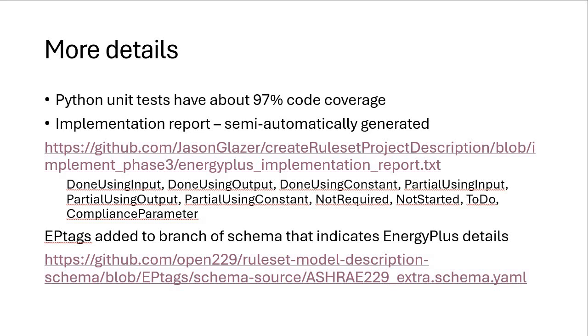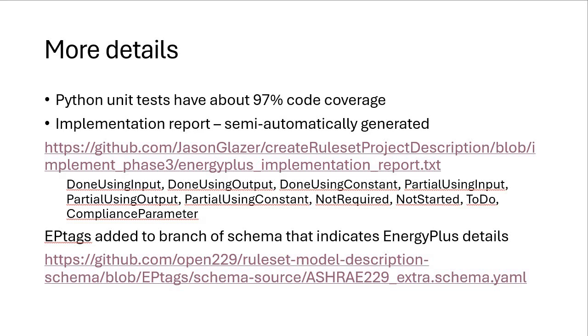Most of the results that are done are using the done using output, which means the data element is fully implemented and being populated by the output file. Almost all of these are from the tabular HTML kind of output file that everyone is familiar with. But we're actually using the JSON version of that output file since this software is very JSON oriented. Done using constant means that the data element is fully implemented, but the value is simply a constant.